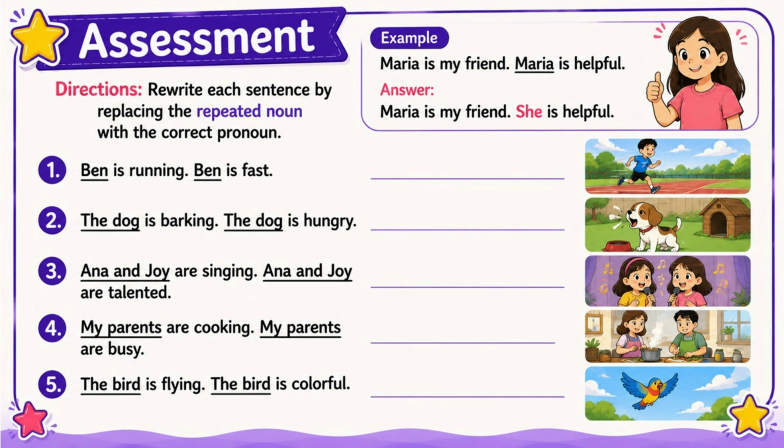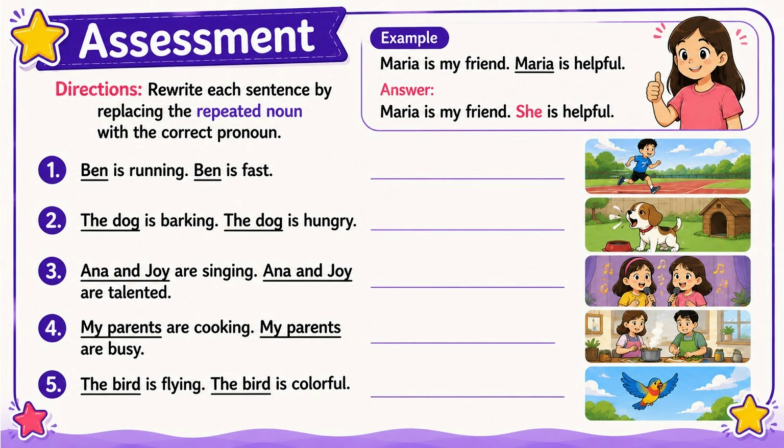Please get your pens and paper. Directions. Rewrite each sentence by replacing the repeated noun with the correct pronoun. For example, Maria is my friend. Maria is helpful. The answer is Maria is my friend. She is helpful. Number 1. Ben is running. Ben is fast.